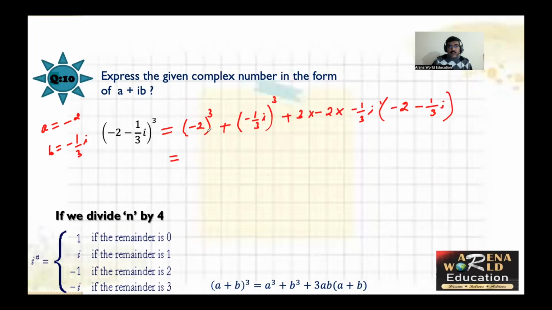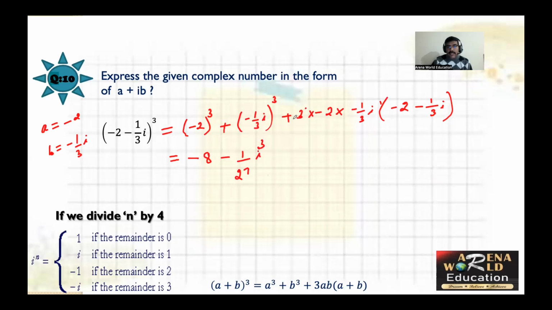So minus 2 into minus 2 into minus 2: a negative raised to an odd power is always negative, and 2 raised to power 3 will be 8. Here it will be again negative raised to an odd power, so this will be negative, and this will be 1 upon 27 iota cube, right?